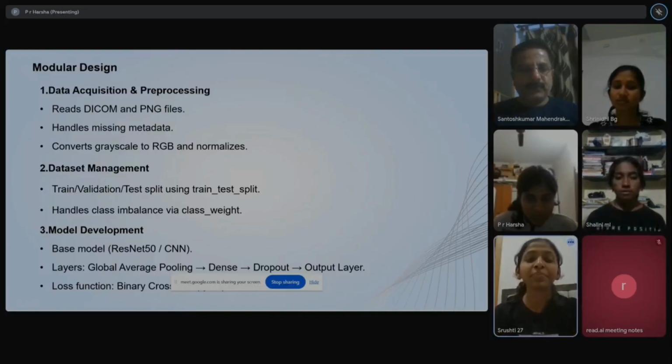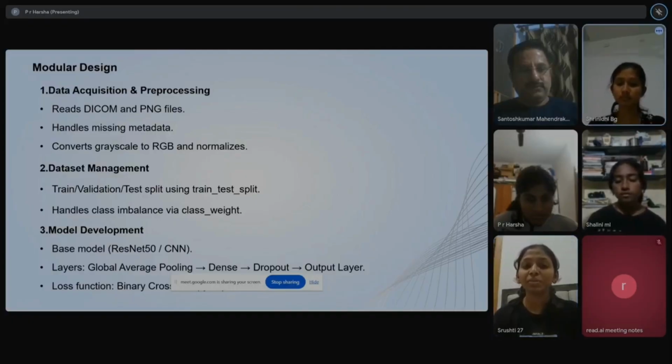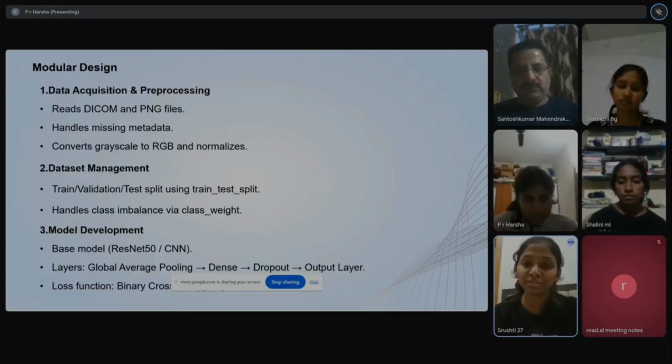In ResNet 50, there are four stages, and four stages means four layers in model development. There are average pooling layer and dense layer and dropout and output layer. These are the four layers which were used in the model development. In global average pooling, this is the main layer in the modular design, sir, and ResNet 50.